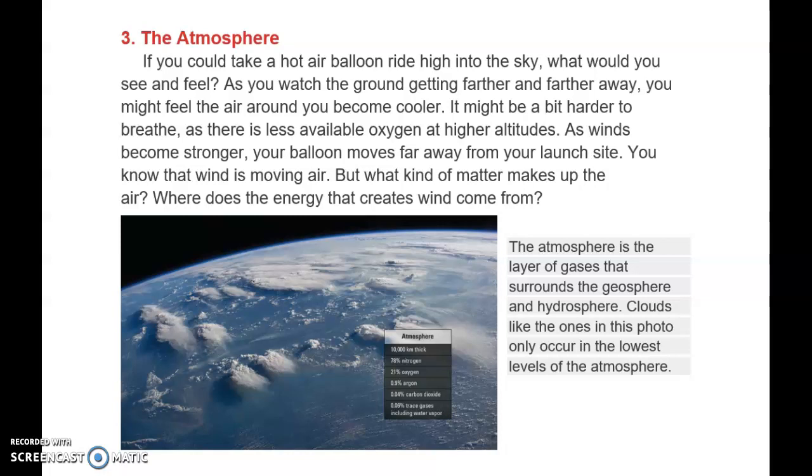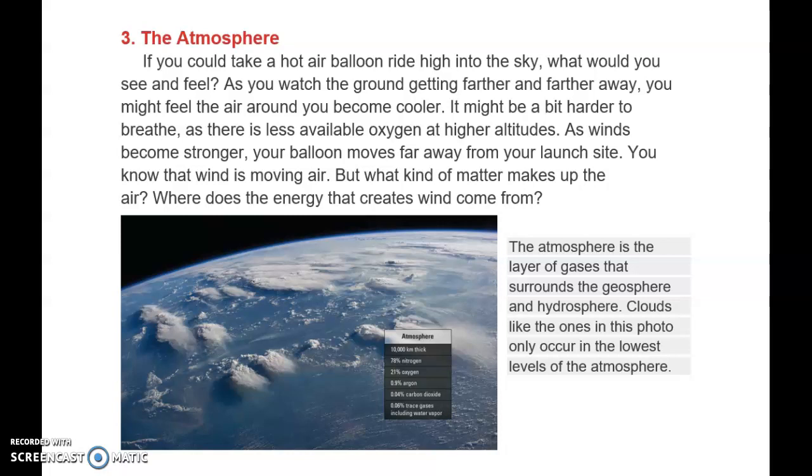As you watch the ground getting farther and farther away, you might feel the air around you becoming cooler. It might be a bit harder to breathe, as there is less available oxygen at higher altitudes. As wind becomes stronger, your balloon moves farther from your launch site.